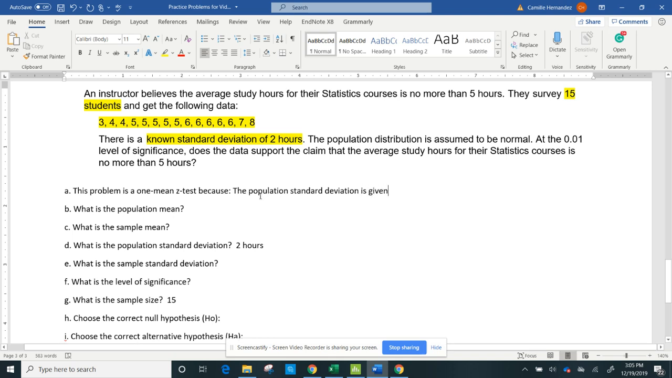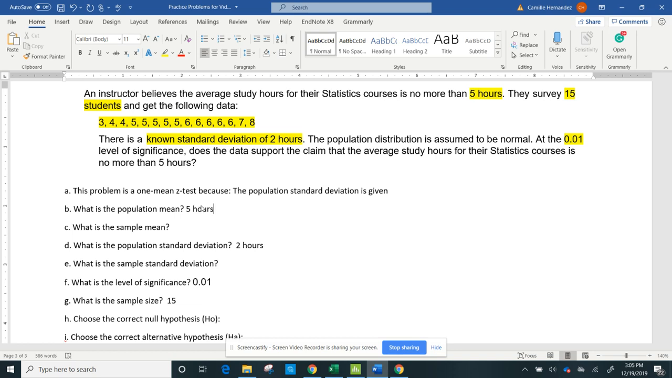So I'm going to answer this question with the population standard deviation is given. Yay. All right. So then I know I'm given a level of significance. So I'm just going to copy and paste that in here. And that was given to me. I don't have to convert it any. It was just given. And I'm just going to highlight it so I know that I've taken it into account. Now, population mean. Well, they want to test that this average study hours is no more than 5 hours. So that no more than 5 hours is, 5 hours is my population mean.